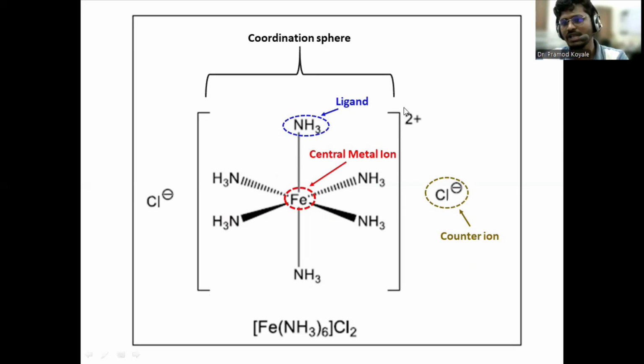The charge present on the coordination sphere is the overall charge on the coordination sphere, and with the help of this charge as well as the charge present on the counterion, we can reveal the oxidation state of the central metal atom.